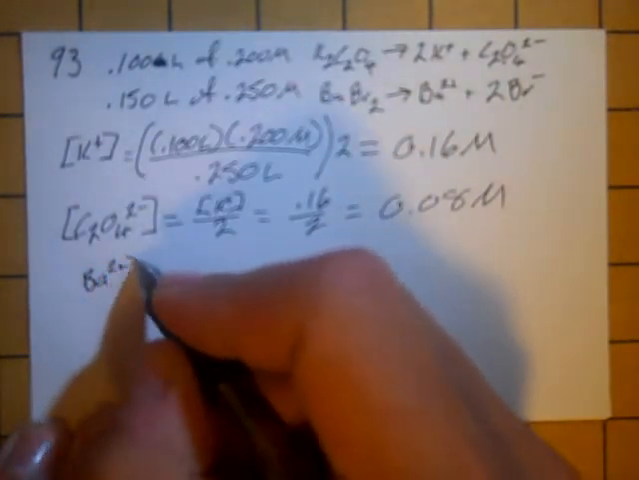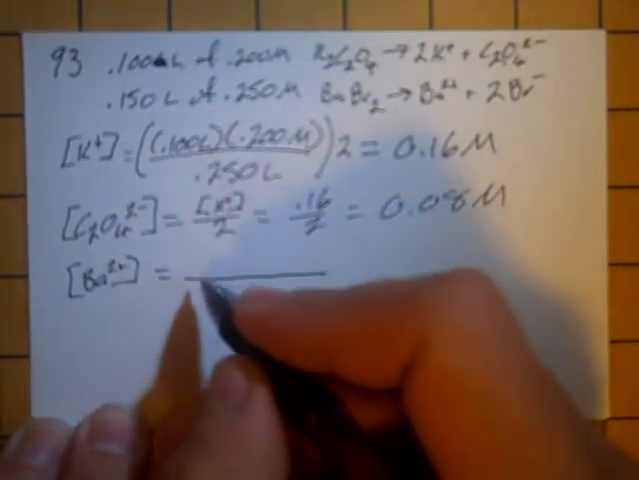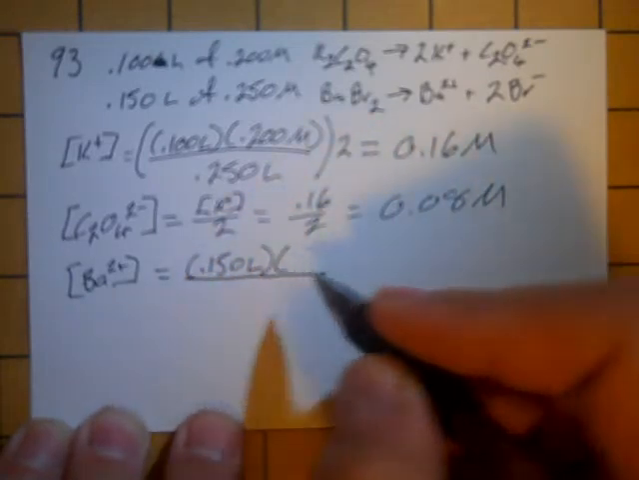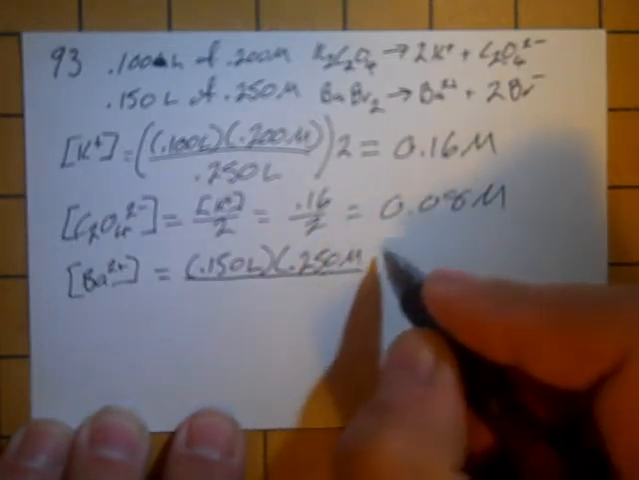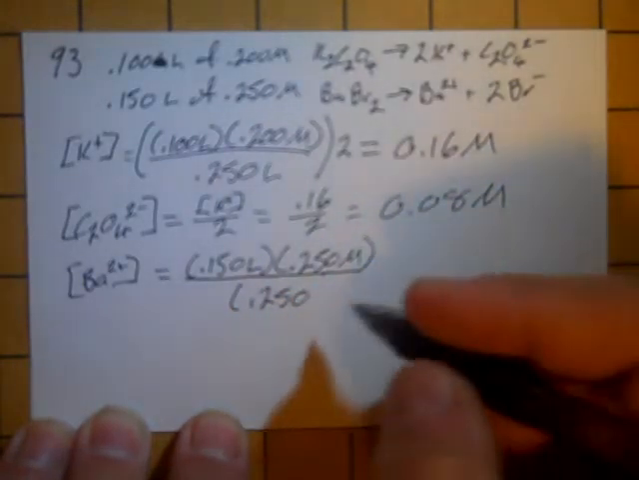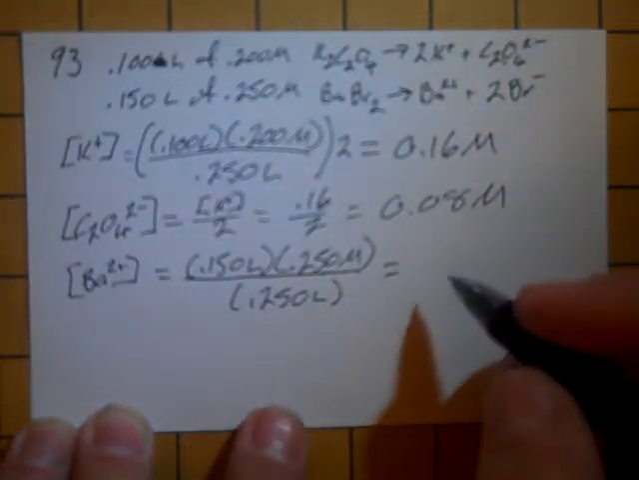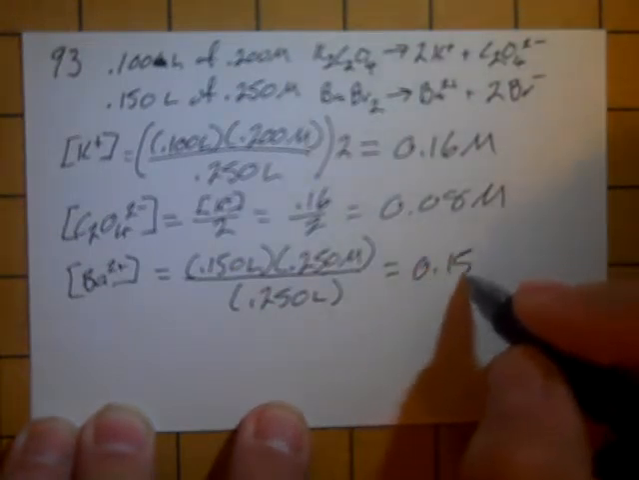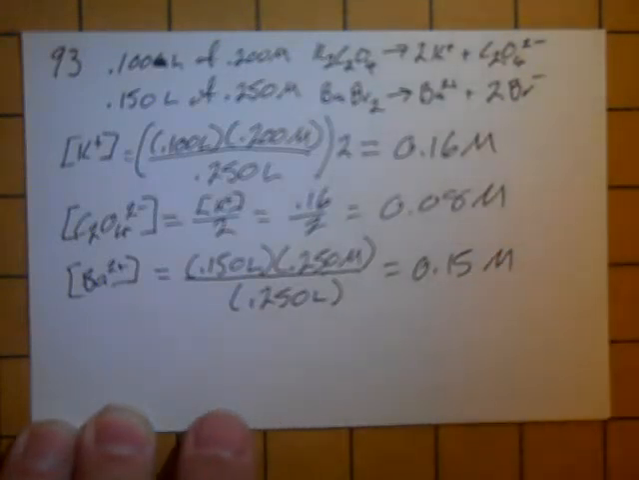For barium, that's going to equal its volume, 0.15 liters, times its concentration, 0.250 molar, divided by the total volume, 0.250 liters. So for barium, initially it is 0.15 molar.